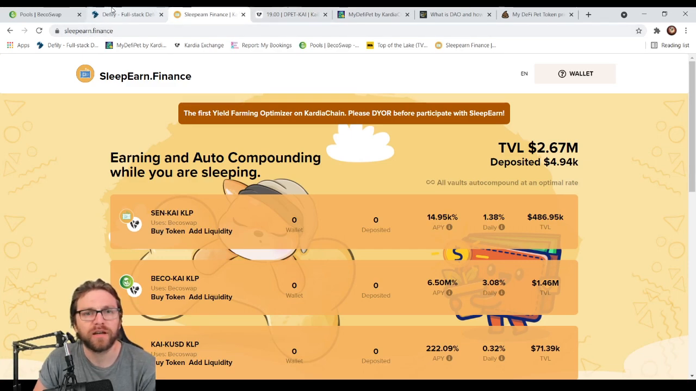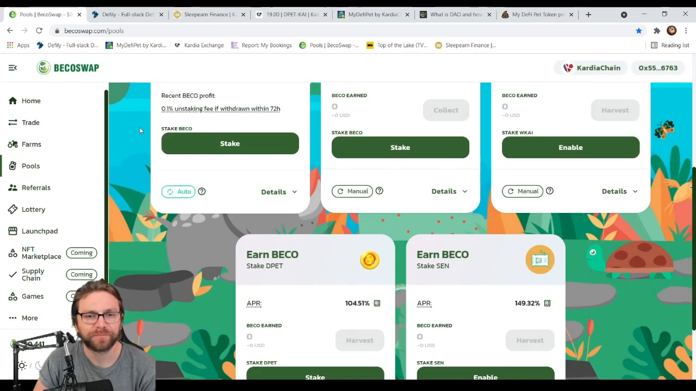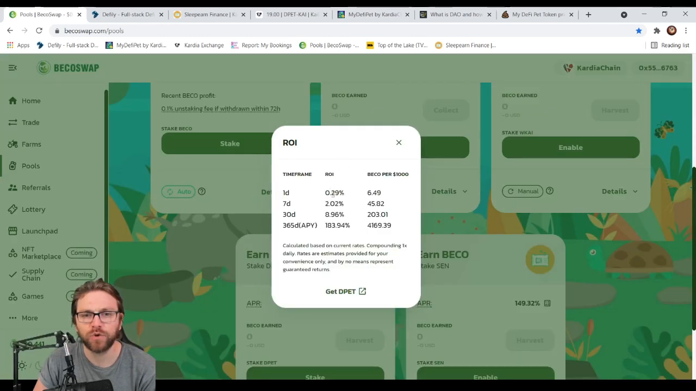Nothing on the Binance Smart Chain, but on the Cardia chain, there are now 3 options for staking DPET. You can earn Beko through DPET by staking it there. Now the APR on that is 0.29%, which is small, but it adds up. Over a week, you can get 45 Beko, 40 Beko per dollars. That would equate to 2.9 dollars for every 1,000, and then 2% of that would be $20. So you're doing $20 after 7 days on every 1,000.